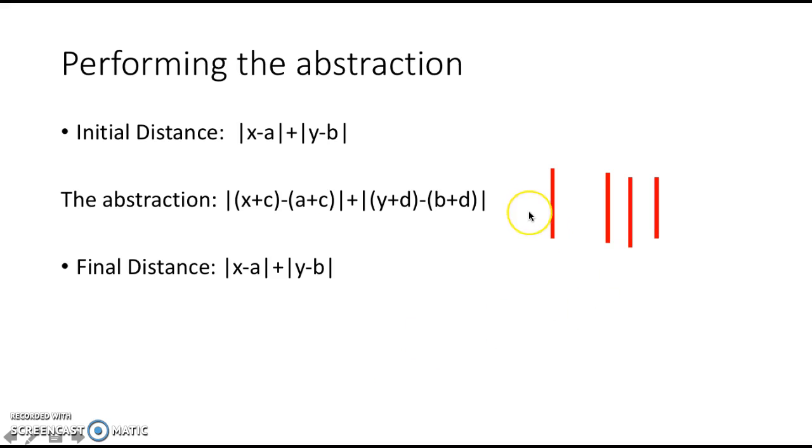Next, we'll perform the actual abstraction. Here you see a formula, the absolute value of x plus c minus a plus c, plus the absolute value of y plus d minus b plus d. We do this because c is the amount right 1 can go, positive or negative, and d is the amount up 1 can go, positive or negative. We use absolute values again because you cannot have a negative distance.